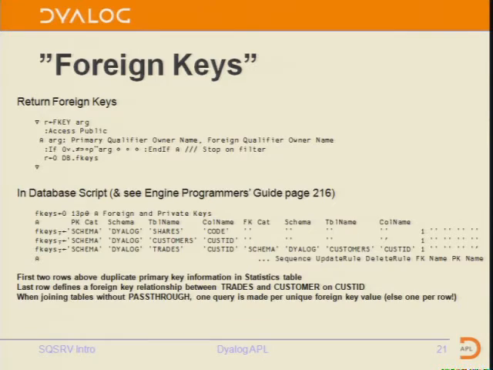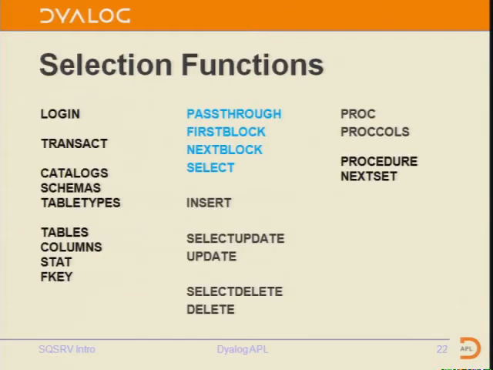Right, so foreign keys, again, you don't need to set these up, but if you do, then when the infrastructure joins tables, it will use that information to reduce the number of queries it makes. Yeah, I haven't explained about the different select modes yet, so it's a bit hard to explain how this affects it. I'll get back to that in a moment.